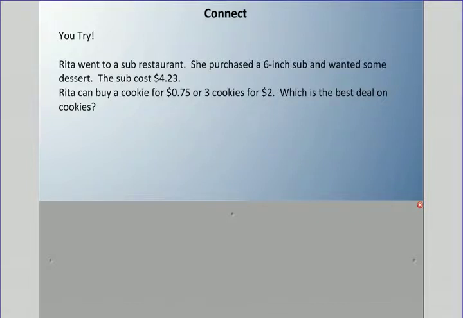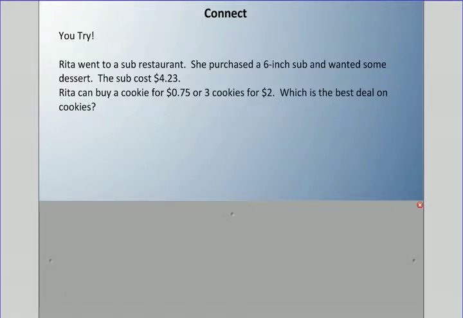Well, Rita can buy a cookie for dessert for 75 cents, or she could get 3 cookies for $2, which is the best deal on cookies. So pause it, figure out what's the best deal on cookies, and come back when you're ready.